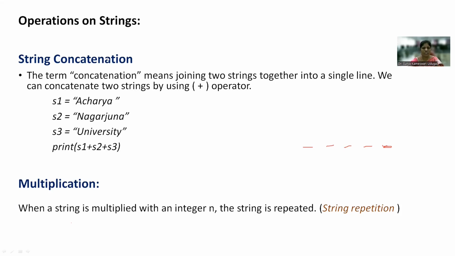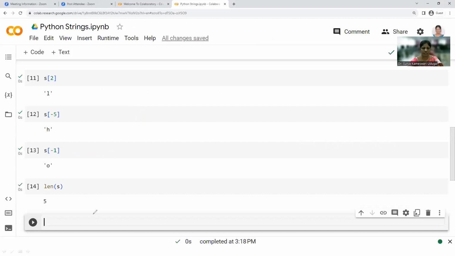Observe in this example, the string S1 contains Acharya, S2 contains Nagarjuna, and S3 contains S3. Here I concatenate those three strings with the help of the plus operator. Now what does it print? It prints the concatenated string of the variables S1, S2, and S3. Now we will see another example.